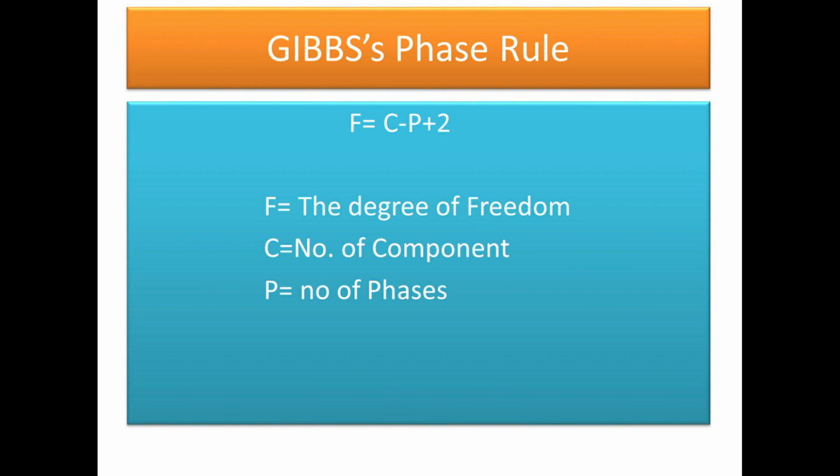In the Gibbs phase rule, we have F equals C minus P plus 2, where P is the number of phases in the system, C is the number of components and F is the degree of freedom. Now see, the components here are the minimum number of chemical constituents that is required to specify every phase in the system.